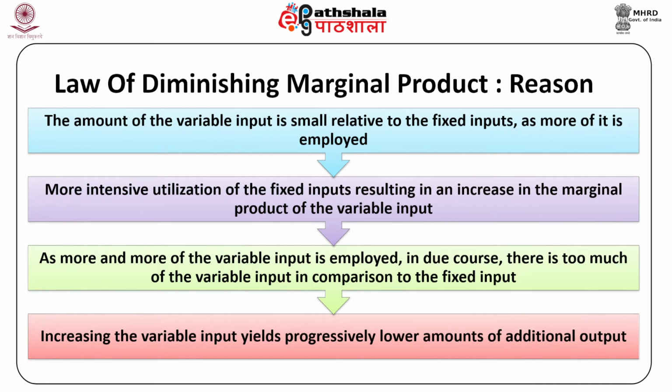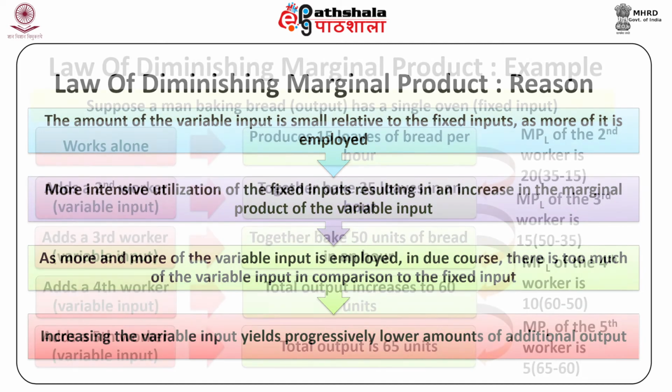When the amount of the variable input is small relative to the fixed input, as more of it is employed, this results in more intensive utilization of the fixed inputs, resulting in an increase in the marginal product of the variable input. However, as more and more of the variable input is employed, in due course there is too much of the variable input in comparison to the fixed input, so that increasing the variable input yields progressively lower amounts of additional output.